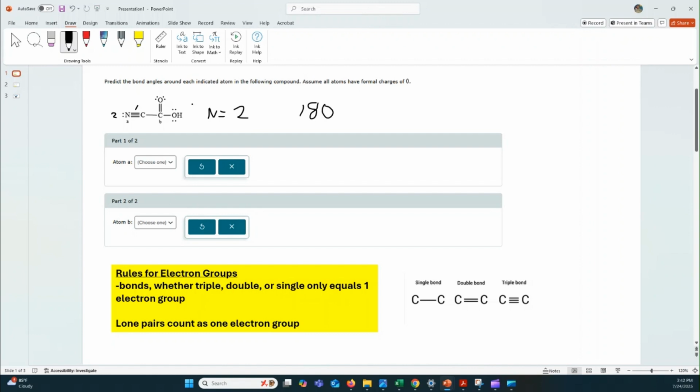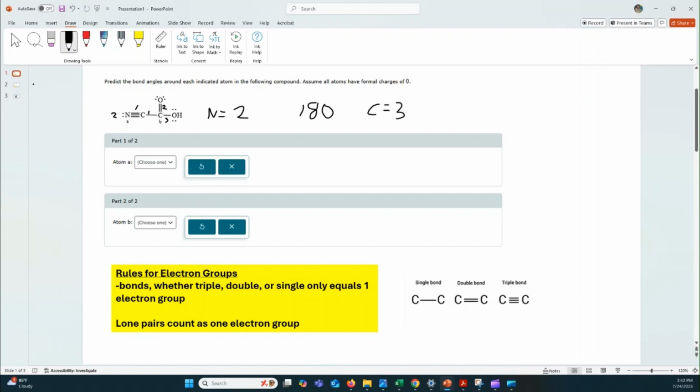Next up, we'll go to B, where the carbon is located. We'll count the electron groups around it. We have one bond here, which is a single bond, one electron group. We have a double bond to this oxygen, which would be our second group, and then we have one more bond to this oxygen to the right, which would be the third group. I'll put a 3 right there. So overall, for carbon, specifically part 2 of this question, we'll say C equals 3.